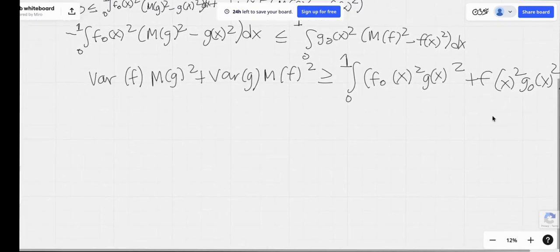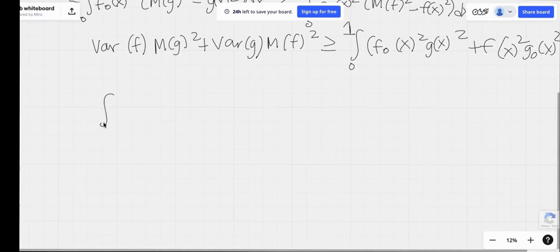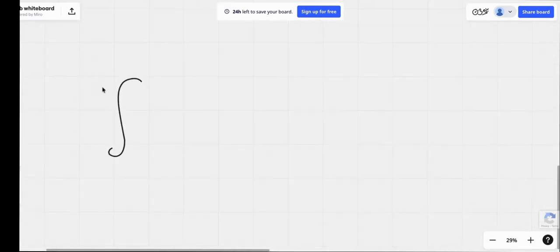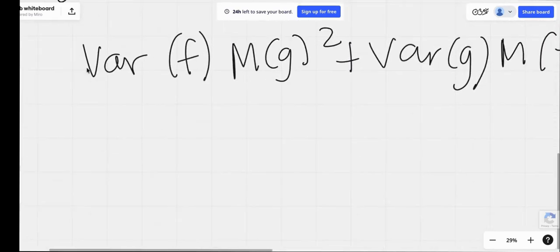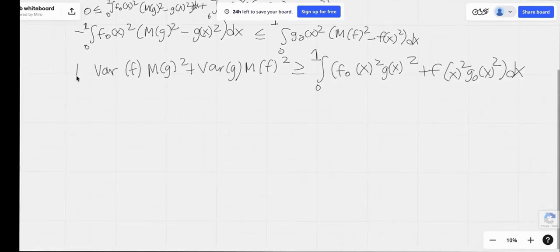Now that we have this, let's move on. We have the integral, and maybe I should zoom in a little bit. So just keep this in mind for later because we're going to be using it. I'll denote this as star so we can come back to it later.